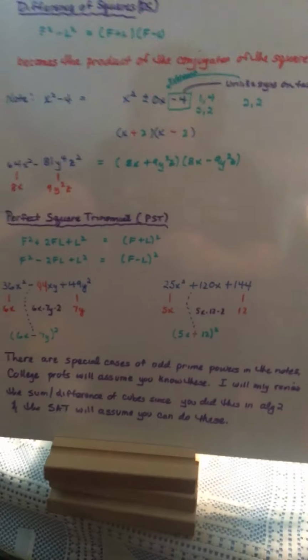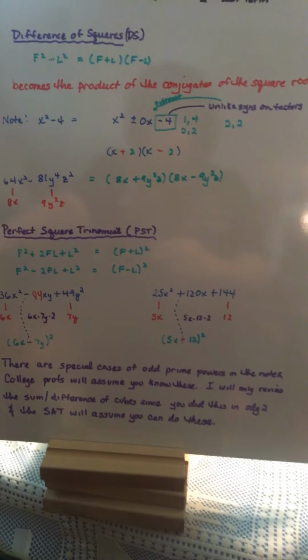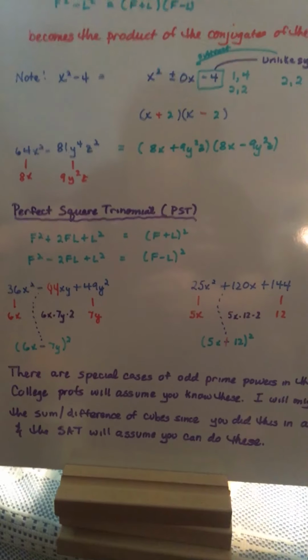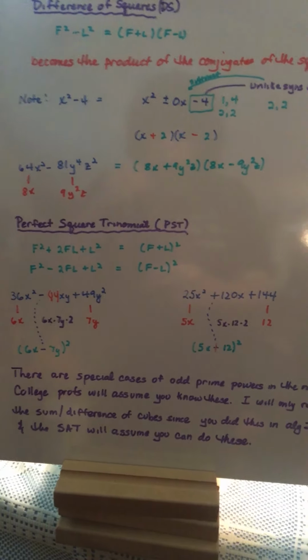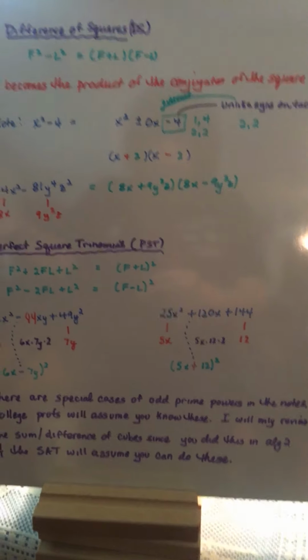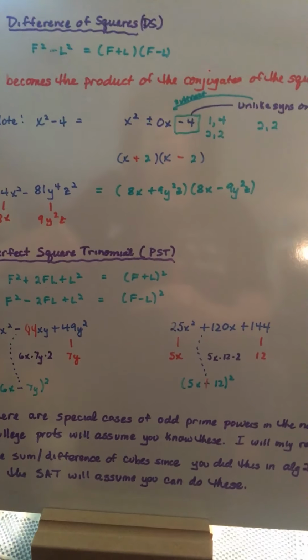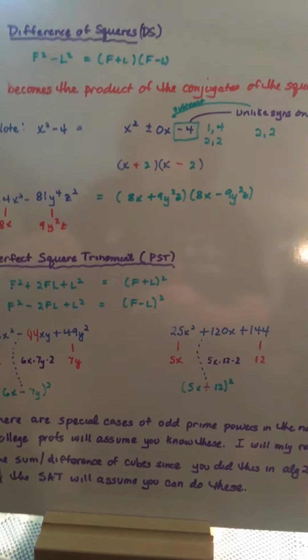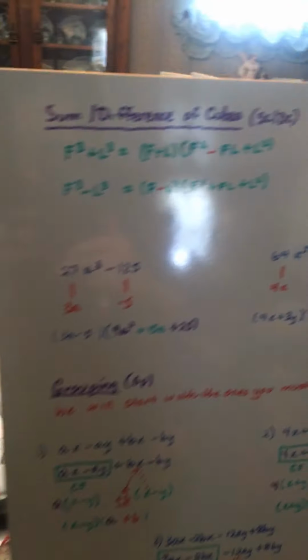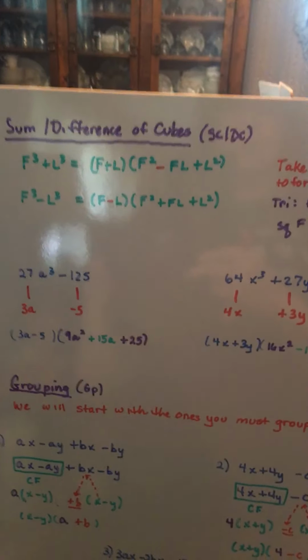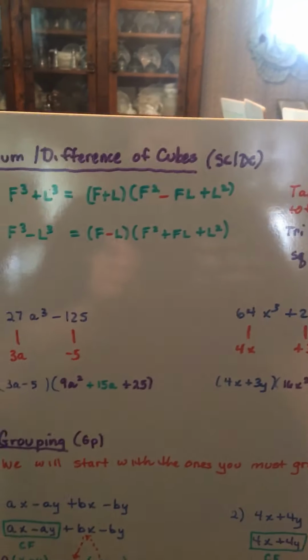Now, there are special cases of odd prime powers in your notes. Okay, I'm not going to go over those. The college professors will expect you to know them. I'm only going to review sum and difference of cubes that you learned in Algebra 2, and you will have to know for the SAT. The sum and difference of cubes that I abbreviate SC and DC.